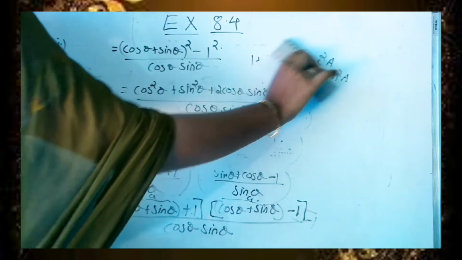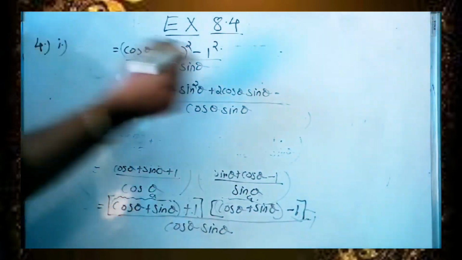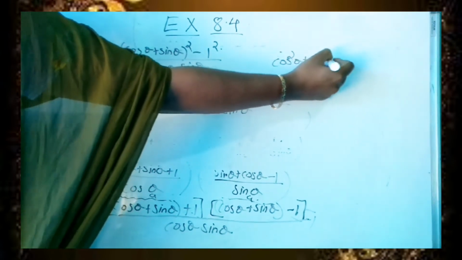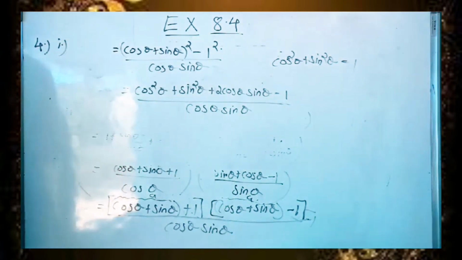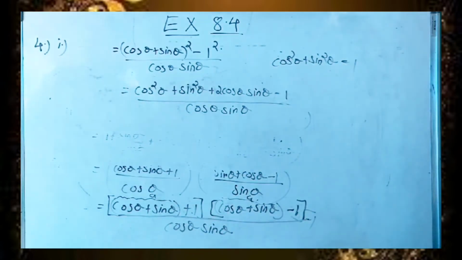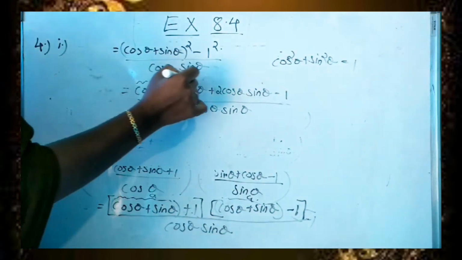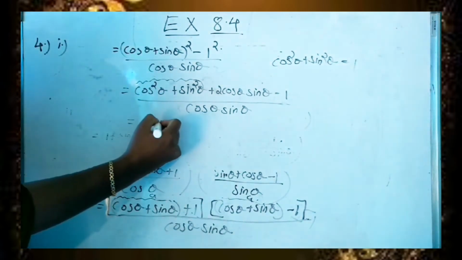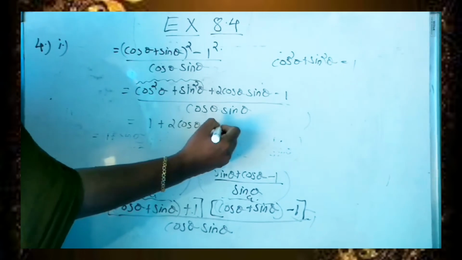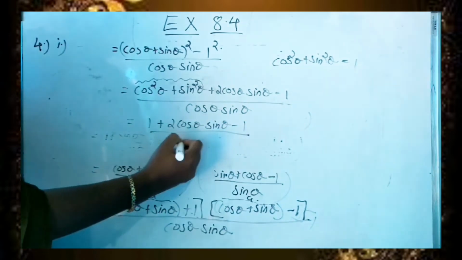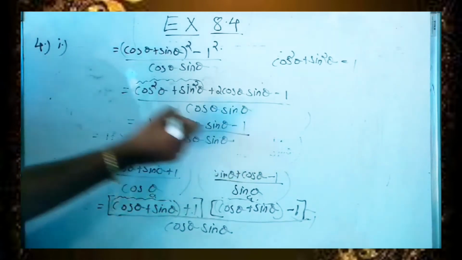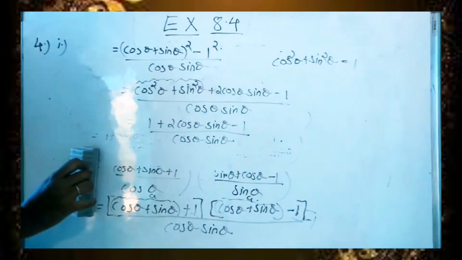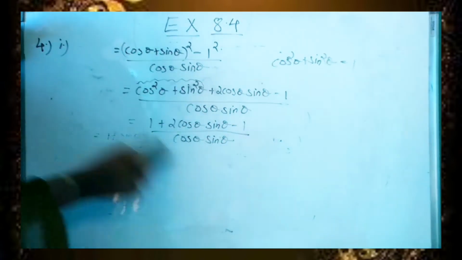And the first trigonometric identity, that is cos square theta plus sin square theta is equal to 1. So here these two terms become 1. Cos square theta plus sin square theta becomes 1. So 1 plus 2 cos theta sin theta minus 1 divided by cos theta sin theta.